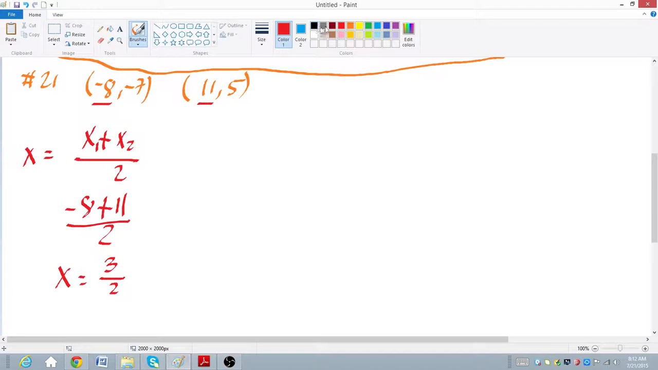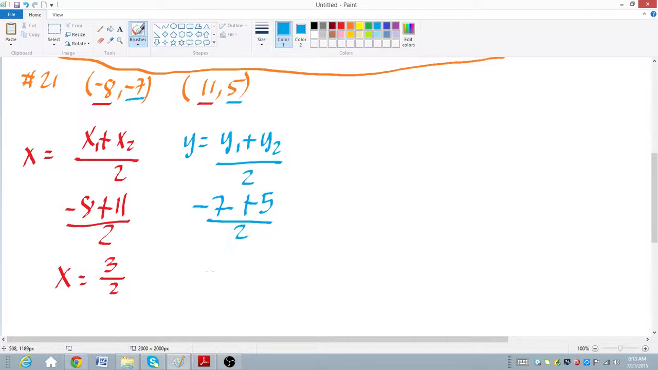Now you need to solve for the y. To solve for the y, same thing. Y is equal to y1 plus y2 divided by 2. This is y1, this is y2. So -7 plus 5 divided by 2, I get 2 over 2, and it's a negative, and this is equal to -1. So I have my y equals -1.